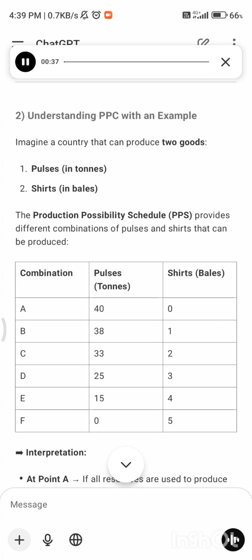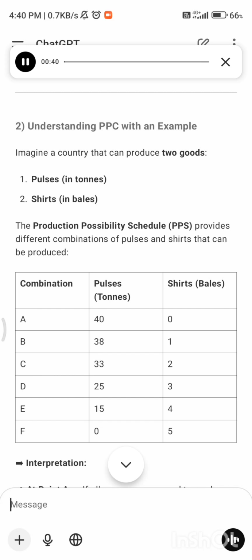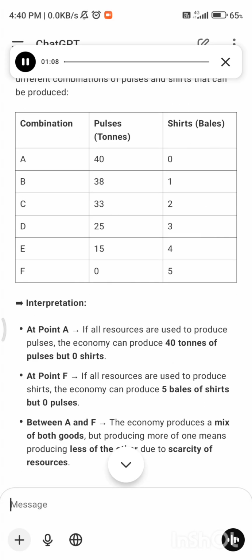2. Understanding PPC with an example. Imagine a country that can produce two goods: 1. Pulses in tons, 2. Shirts in bales. The Production Possibility Schedule provides different combinations of pulses and shirts that can be produced. At point A, 40 tons of pulses and 0 bales of shirts; B, 38 and 1; C, 33 and 2; D, 25 and 3; E, 15 and 4; F, 0 and 5.